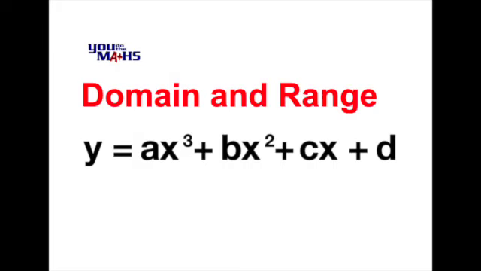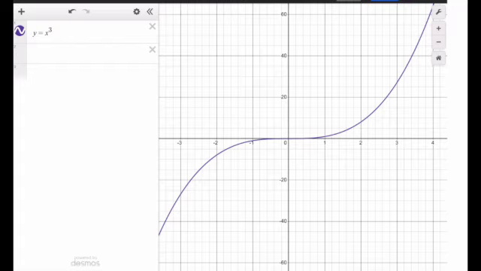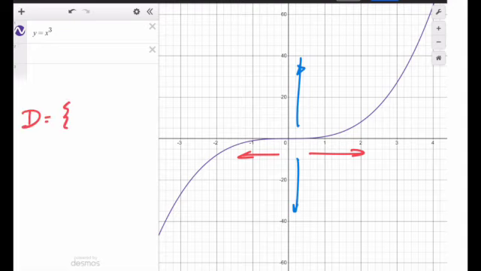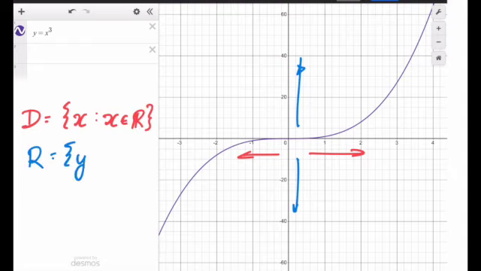Let's have a look now at the domain and range for cubic functions. And we'll start off with the basic cubic y equals x cubed. Looking at the graph, we can see that we can extend this for x values to positive infinity or x values to negative infinity. And likewise, y can extend from negative infinity to positive infinity. So we have no restrictions here on the domain and range for this particular graph. So we can express the domain as x values such that x can be any real number, and the range is the y numbers such that y can be any real number.